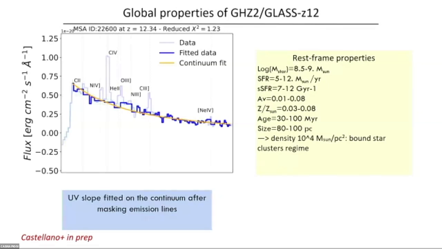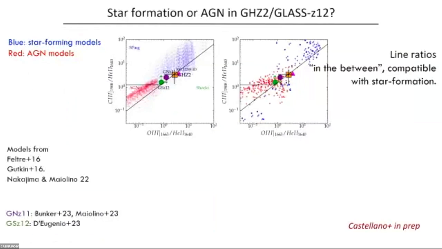A very low metallicity, and unambiguously, we fix the metallicity below 0.1 solar. The size is very small, of the order of 80, maybe 100 parsec, which makes the stellar density very high. It's a stellar density typical of bound star clusters. So we are in a very dense environment.